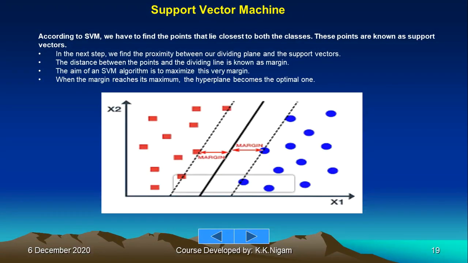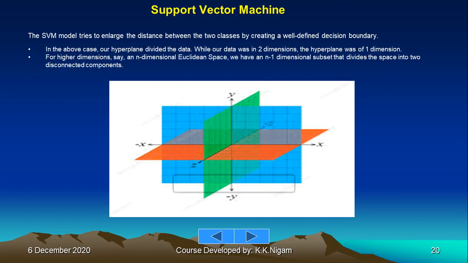Now, according to SVM, we have to find the points that lie closest to both the classes. These points are known as support vectors. In the next step, we find the proximity between our dividing plane and the support vectors. The distance between the point and the dividing line is known as margin. The aim of an SVM algorithm is to maximize this very margin. When the margin reaches its maximum, the hyperplane becomes the optimal one, which again is visible on your screen. Now, the SVM model tries to enlarge the distance between the two classes by creating a well-defined decision boundary.